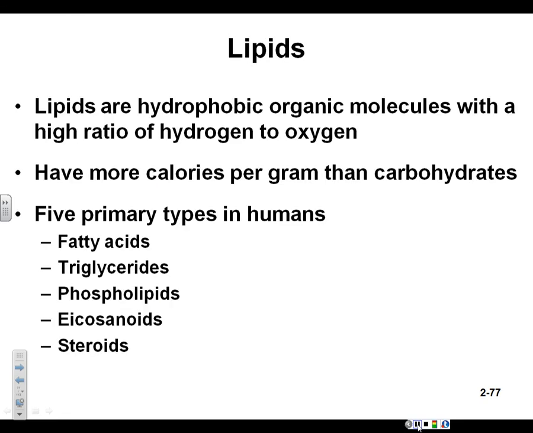All right, lipids are what? Fats. You got fatty acids, triglycerides, phospholipids, eicosanoids, and steroids. These are 5 types of lipids that we find in human bodies, okay? So they have more calories than carbohydrates per gram, all right? So some things say they are low what? In fat content, all right?